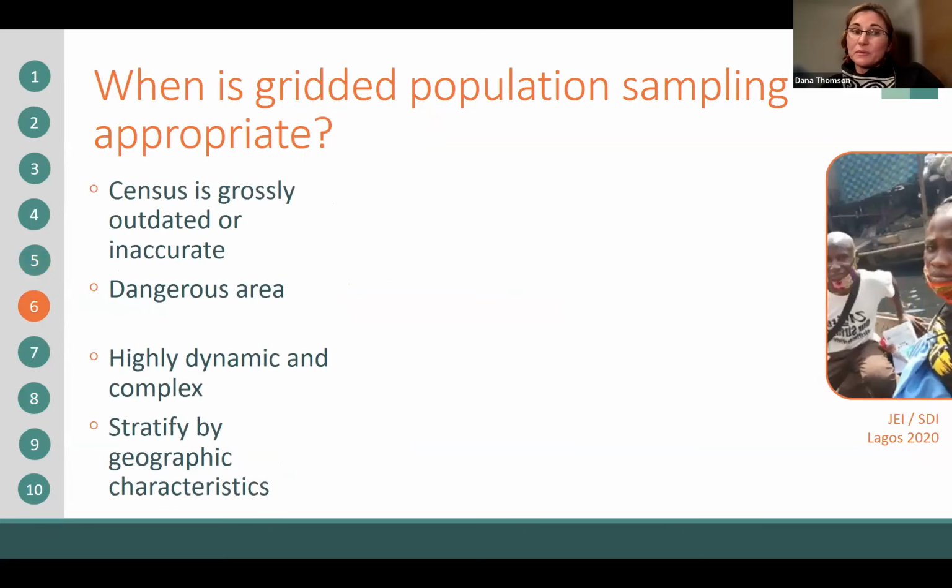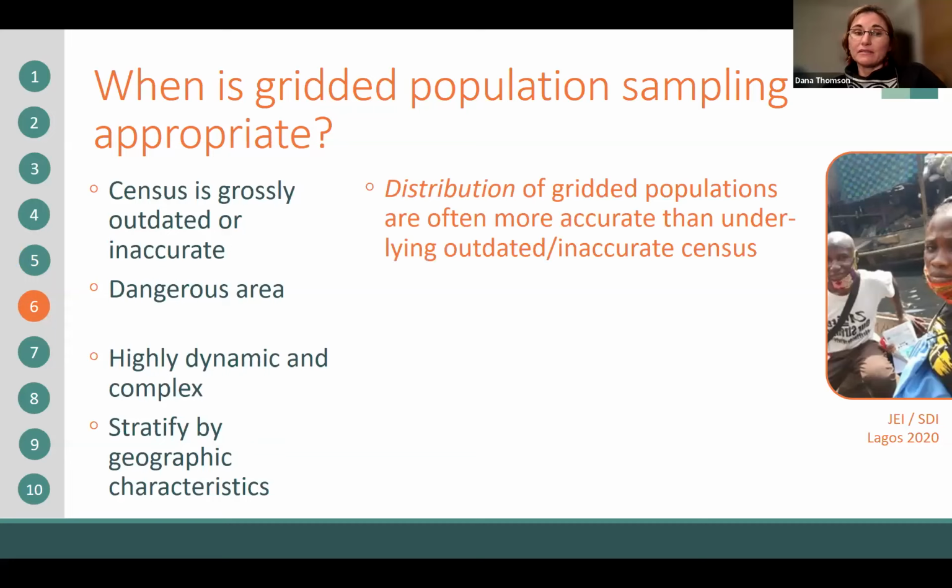In most other situations, gridded population sampling is very likely a good option. If you have a grossly outdated or inaccurate census, we'll often find that the distribution of a gridded population data set, even if it's based on the outdated inaccurate census, the distribution of that new modeled estimate will be more accurate than the available outdated census. So it might not be perfect, but it will be the best available sampling frame.